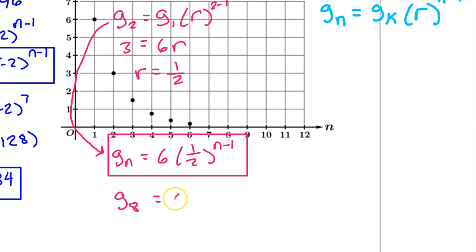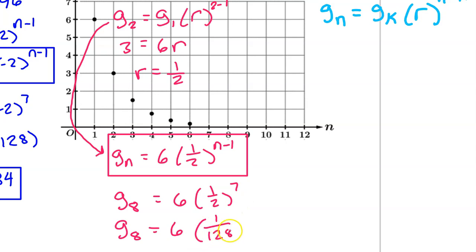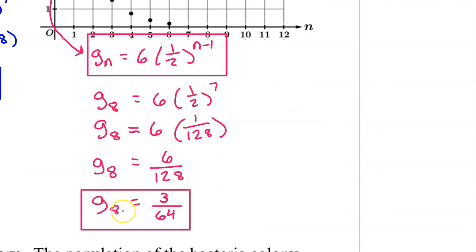G8 will be 6 times 1/2 to the 8 minus 1 power, which is going to be to the 7th power. So we have G8 is equal to 6 times 2 to the 7th power is 128. So G8 is 3 over 64.